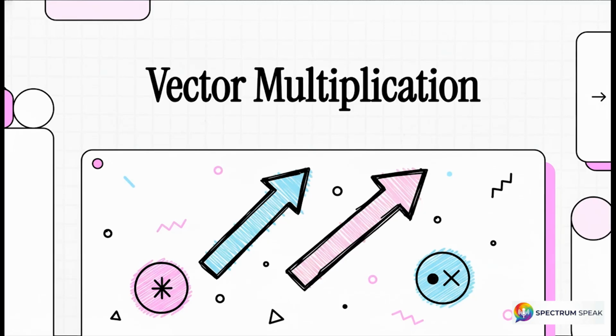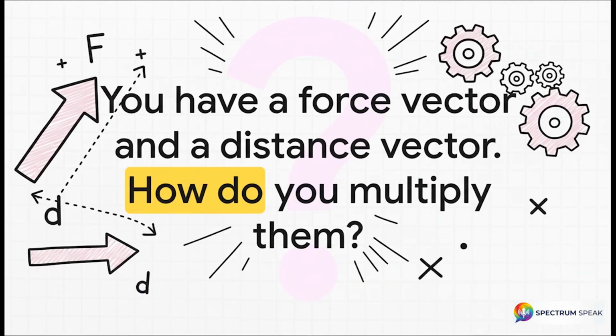So when it comes to vectors, multiplication isn't, well, it's not simple. You can't just multiply two numbers and call it a day. You actually have a choice to make, and depending on which type of vector multiplication you choose, you get completely different answers. So what are those choices, and how do you know which one to use? Let's dive in.